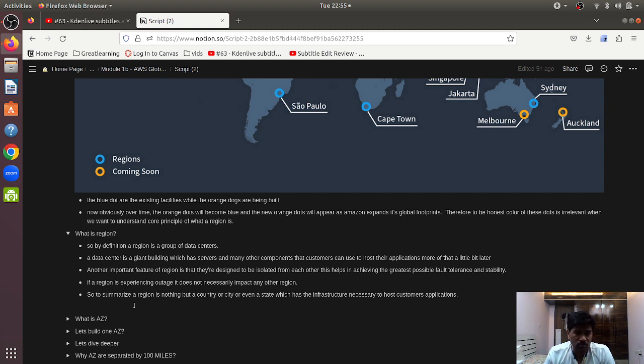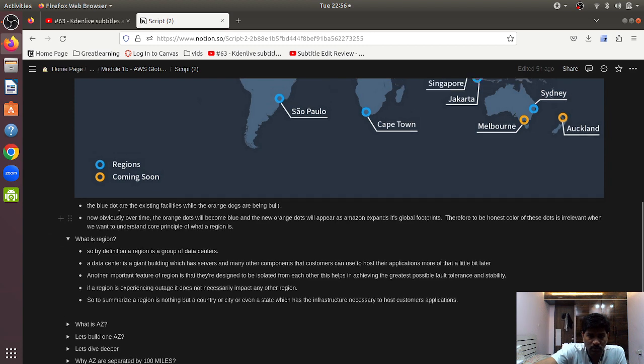More on this later, we'll discuss it in detail. Another important feature of a region is that regions are designed to be isolated from each other. They are isolated to help achieve the greatest possible fault tolerance and stability. In case one region is experiencing an outage or electricity shortage, it does not necessarily impact any other region. So to summarize, a region is nothing but a country or a city or even a state which has the infrastructure necessary to host customer applications.